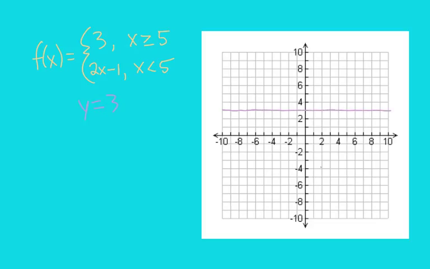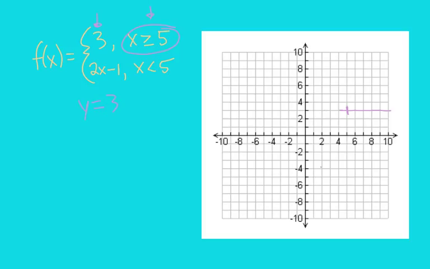But I don't want to keep all of this. I only want this to exist when x is greater than 5. So this means that this is true when this. So the graph is 3 when x is greater than 5. So 5 is right about here. So I want only everything after that. So I'm going to erase everything before that.